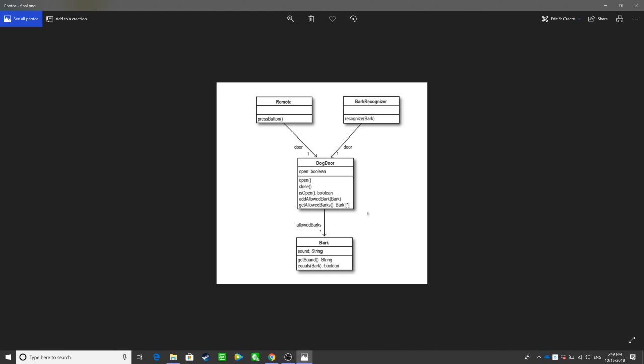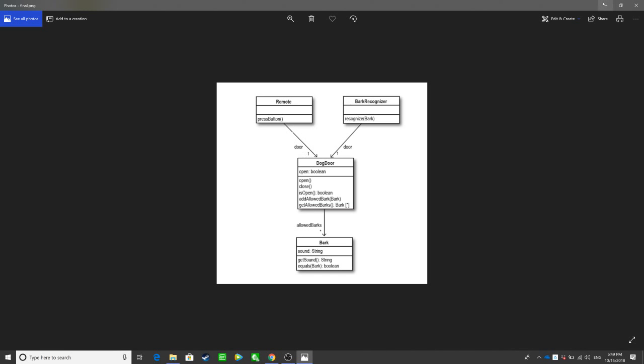So that's the association. Association means they're somehow associated, and how they're associated is that one of the classes has access to the other class. Like the remote has access to the dog door through its attribute door. Hope that's clear.